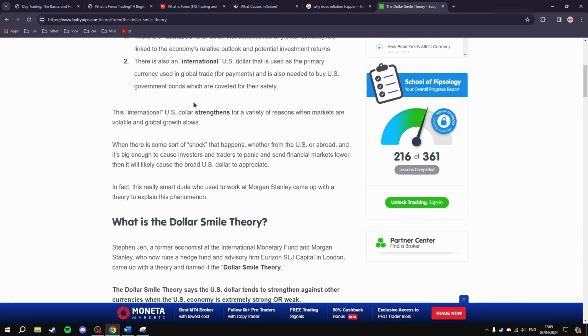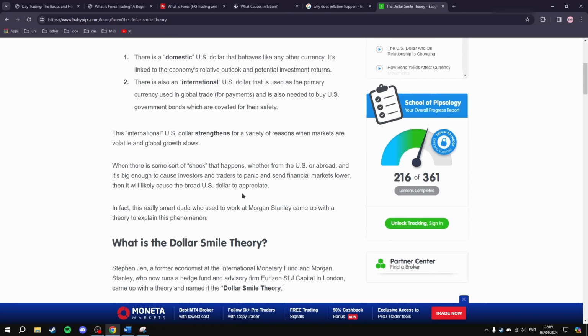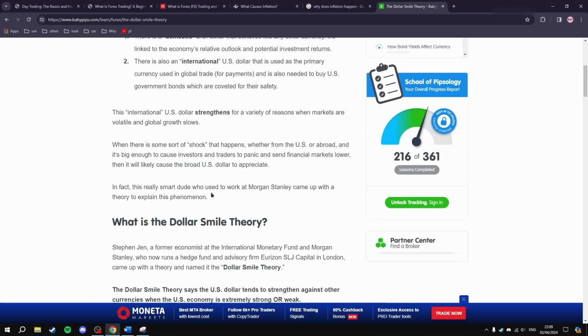When there is some sort of shock that happens, whether from the US or abroad, and it's big enough to cause investors and traders to panic and send financial markets lower, then it will likely cause the broad US dollar to appreciate. So the international US dollar appreciates. In fact, this really smart dude who used to work at Morgan Stanley came up with a theory to explain this phenomenon.